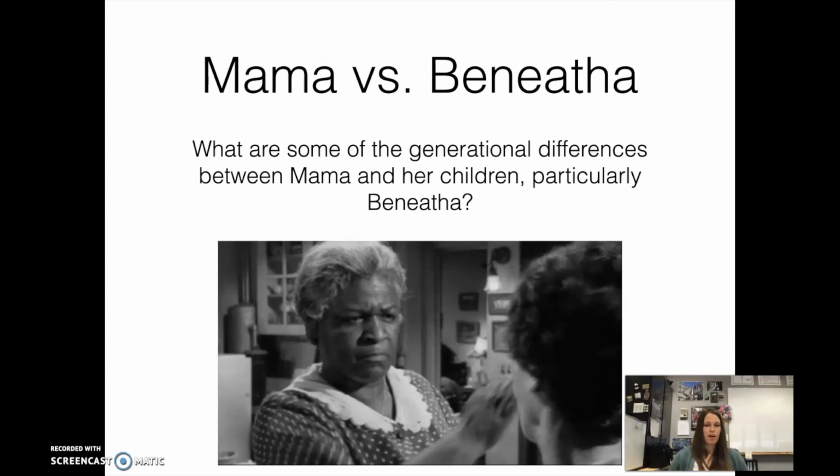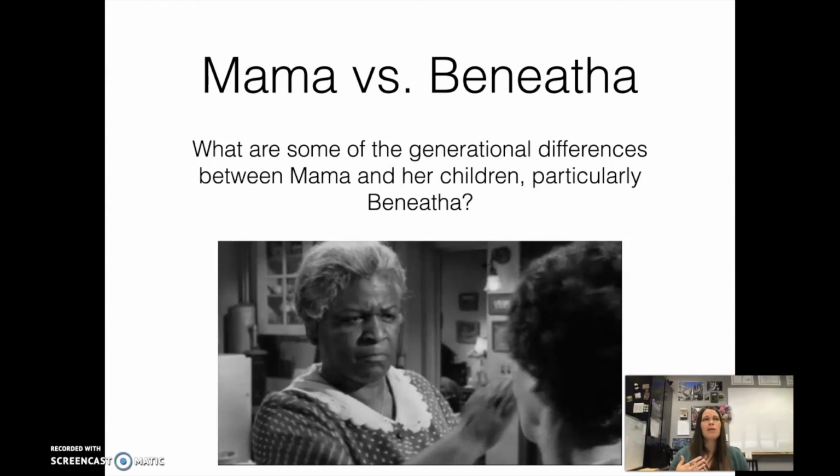Okay, so first of all, when it comes to generational differences, Mama does not understand her children's desire for more. So with Beneatha and how Beneatha wants to take guitar lessons and she did horseback riding lessons or whatever, she's doing all these different things to better herself, Beneatha is. And Mama just doesn't understand it. She's like, why? Like, we're doing just fine. Why do you have to go out and do all of these extra things?